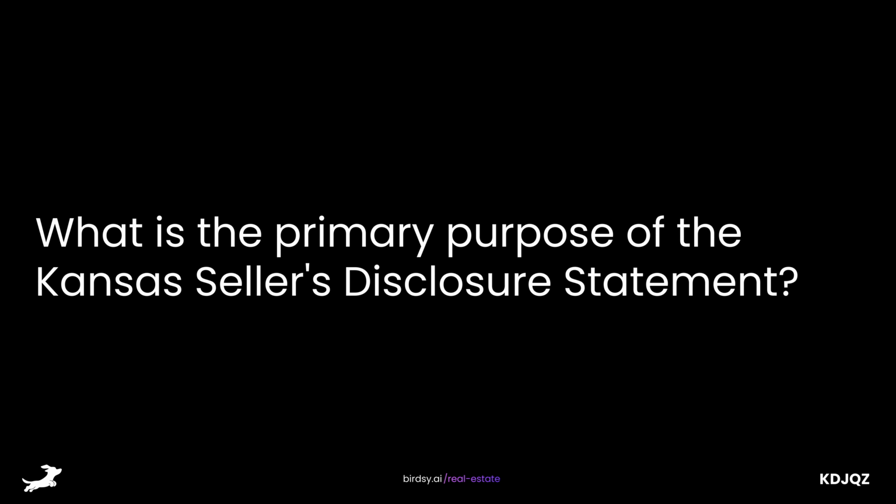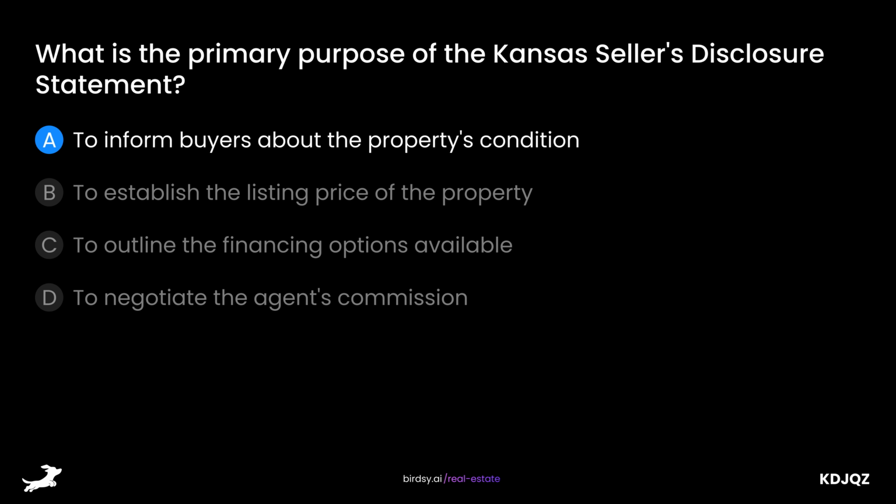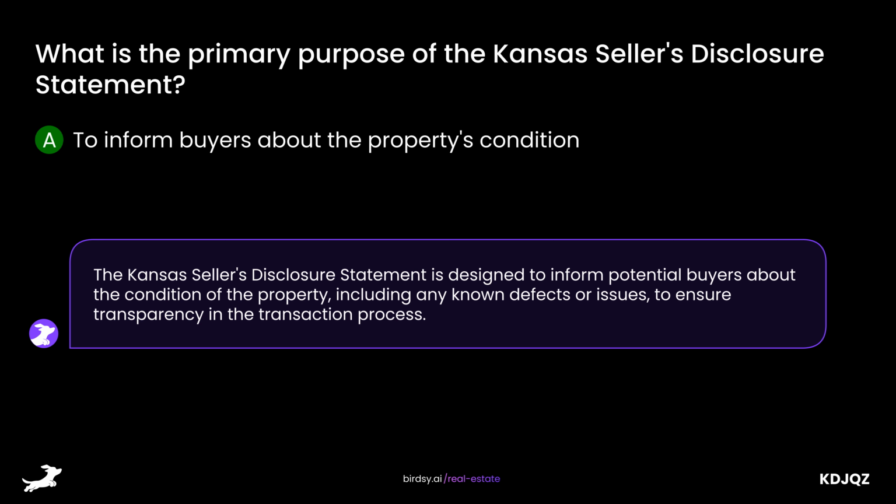What is the primary purpose of the Kansas Seller's Disclosure Statement? Is it A, to inform buyers about the property's condition, B, to establish the listing price of the property, C, to outline the financing options available, or D, to negotiate the agent's commission? The answer is A, to inform buyers about the property's condition. The Kansas Seller's Disclosure Statement is designed to inform potential buyers about the condition of the property, including any known defects or issues, to ensure transparency in the transaction process.